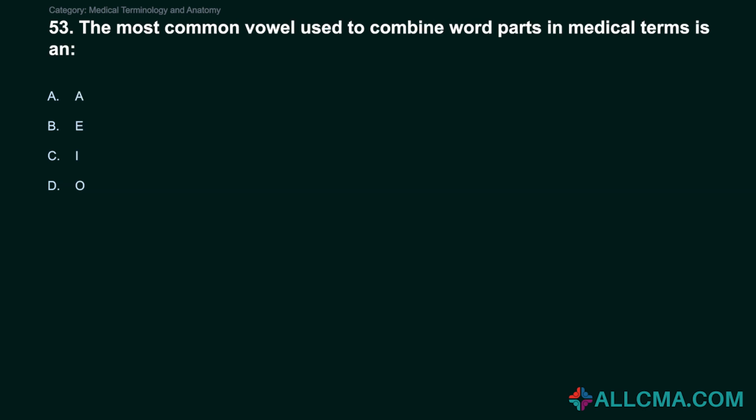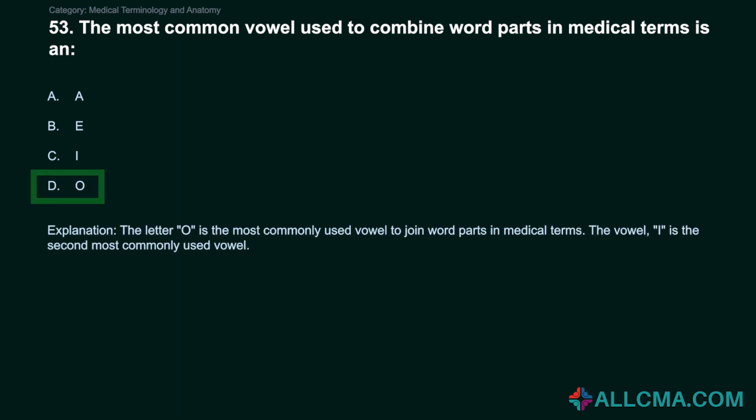53. The most common vowel used to combine word parts in medical terms is A. A, B. E, C. I, D. O. Correct answer, D. O. The letter O is the most commonly used vowel to join word parts in medical terms. The vowel I is the second most commonly used vowel.